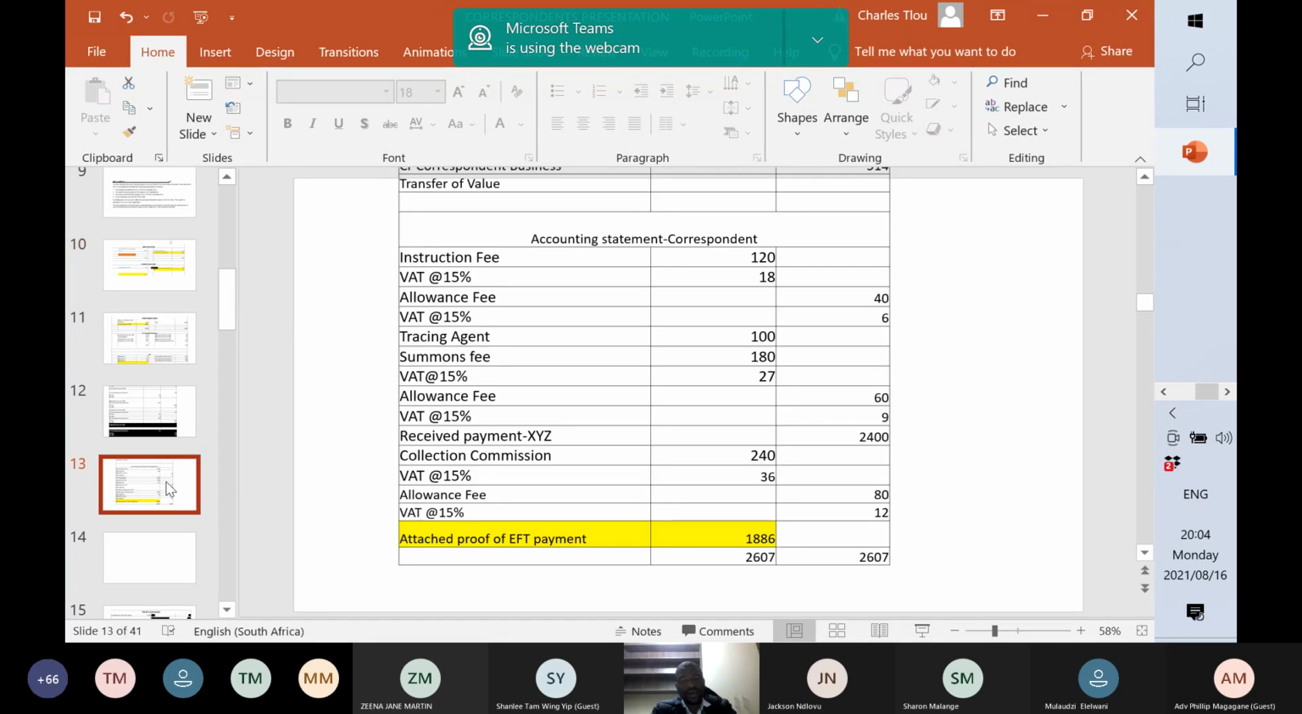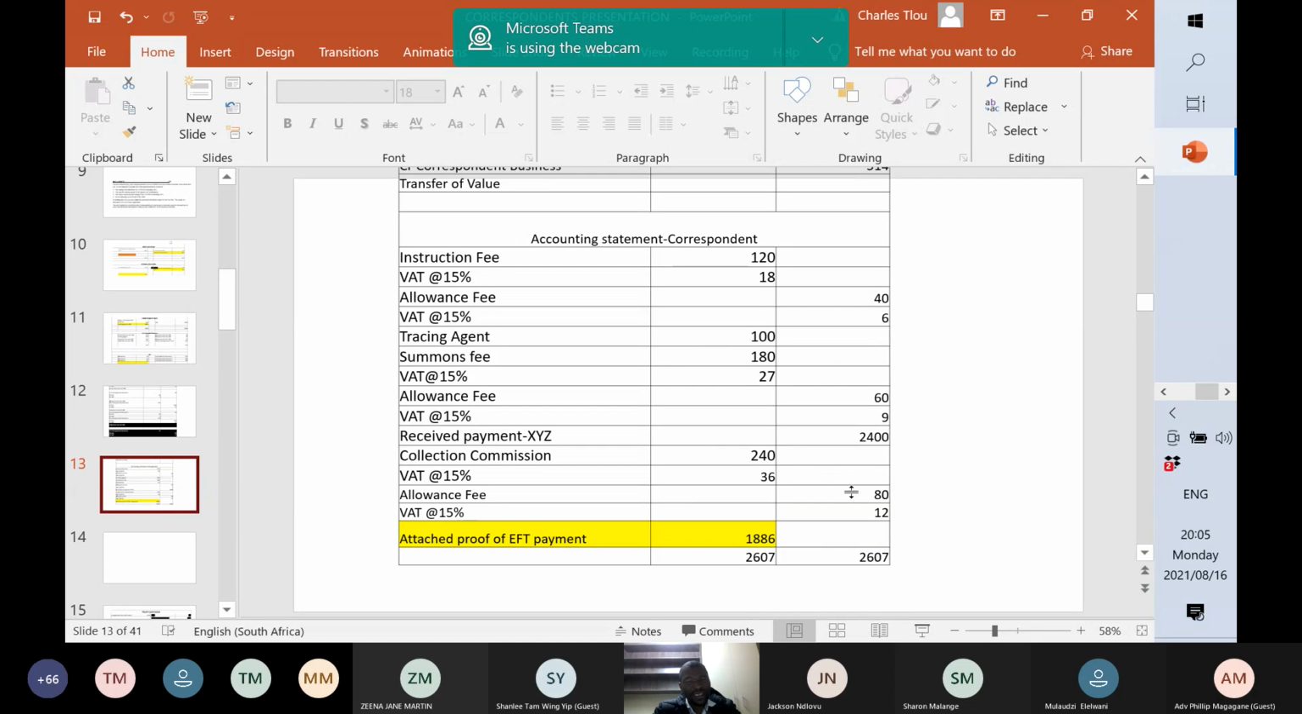As I said, your accounting statement should not be difficult to record. What is very important with your accounting statement, as you can see, on the debit side here, we only record the fees and disbursements. All fees and disbursements must be recorded on the debit side because these are what need to be paid.